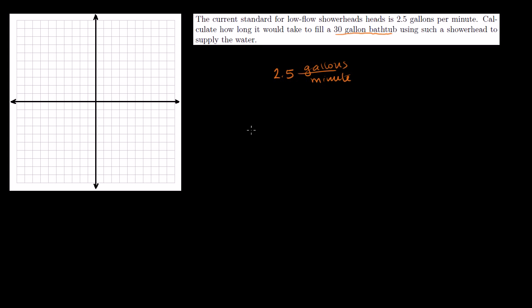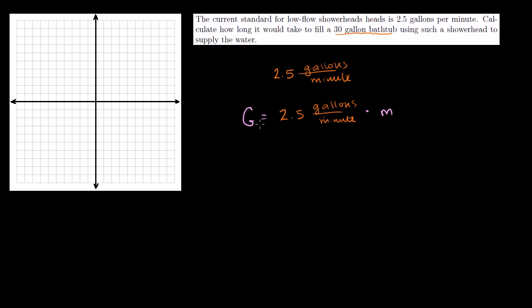So let's say we have gallons is equal to the rate at which we fill the gallon. So it's going to be 2.5 gallons per minute times the number of minutes. I'll say M for minutes, G for gallons. We have just set up our direct variation model.